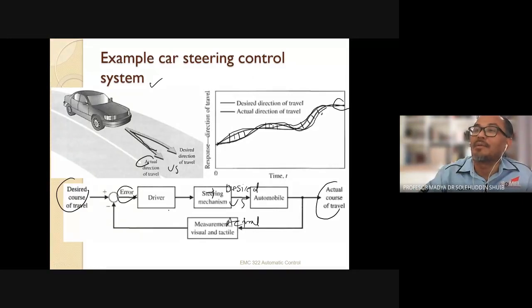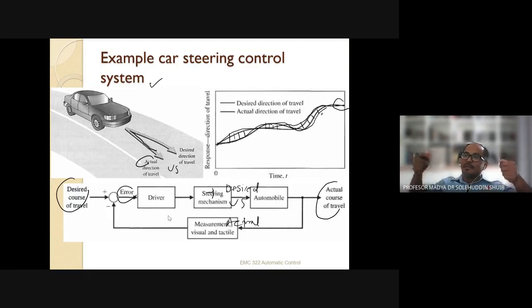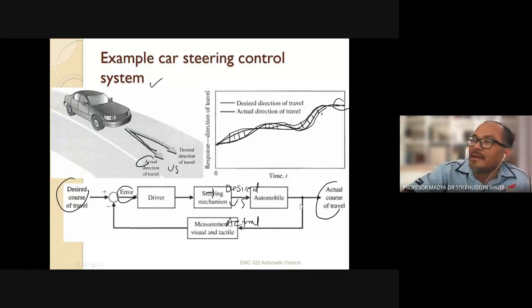So what we have here, when you start to drive, is a steering control system. The driver operates a steering mechanism to move right or left, and then the car starts moving. In between, we have what we call a measurement, visual and tactile. This is the feedback over here.